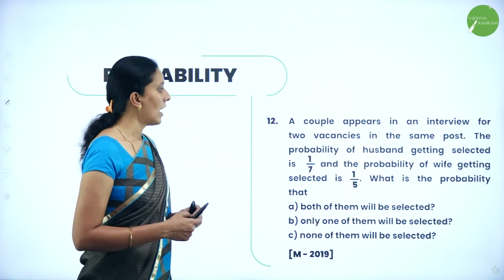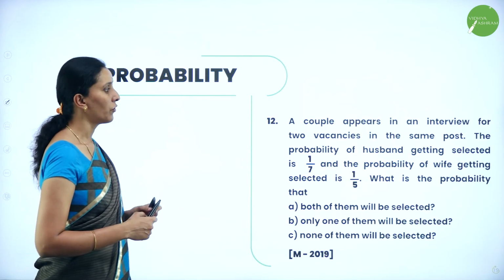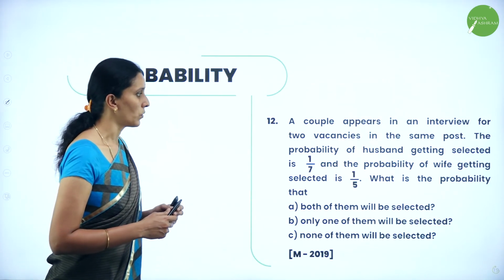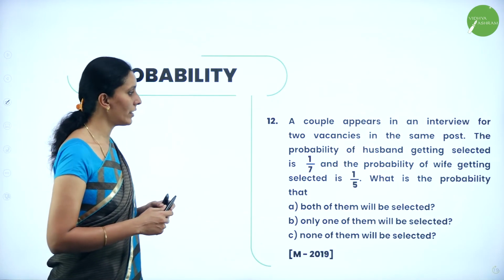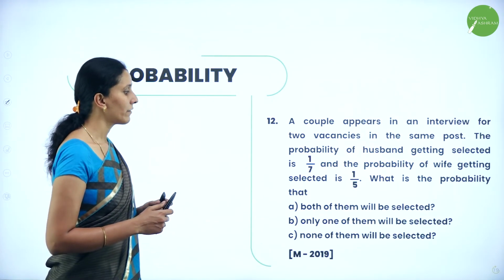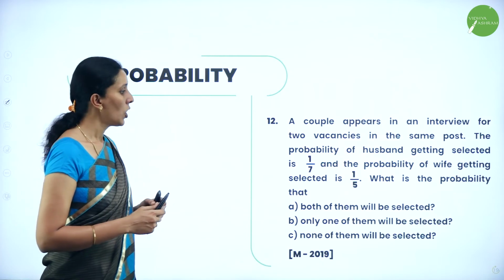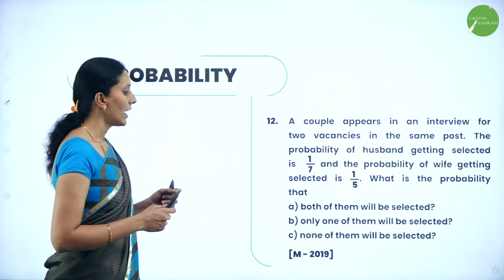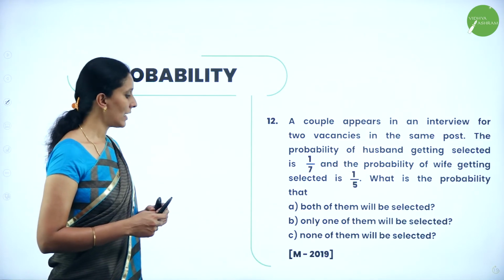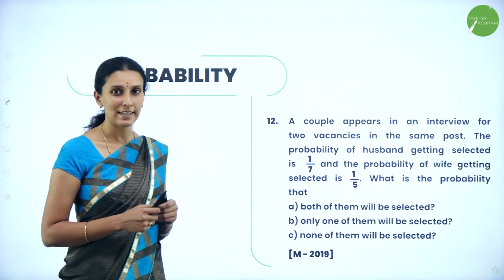Next question. A couple appears in an interview for 2 vacancies in the same post. The probability of the husband getting selected is 1/7. The probability of the wife getting selected is 1/5. What is the probability that both of them will be selected, only one of them will be selected, and none of them will be selected?